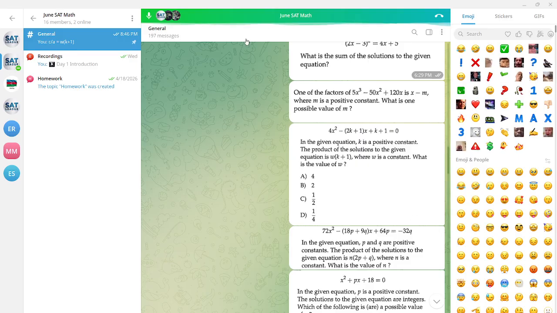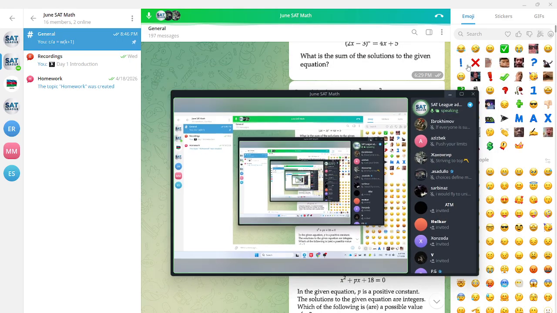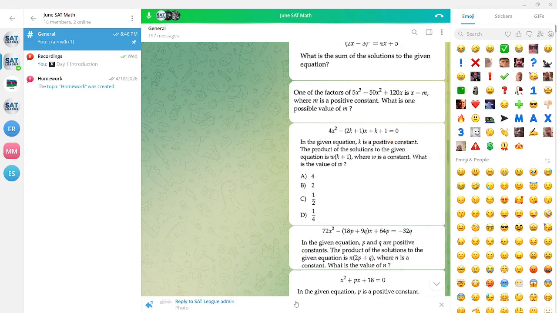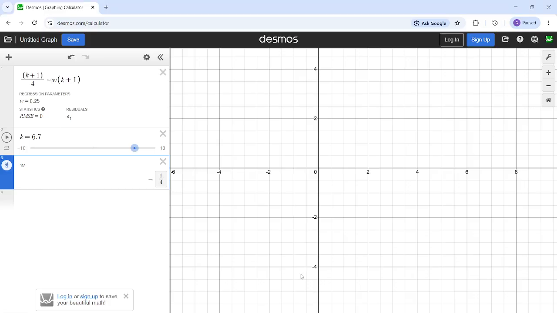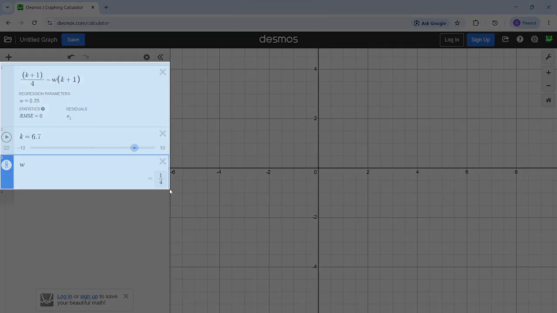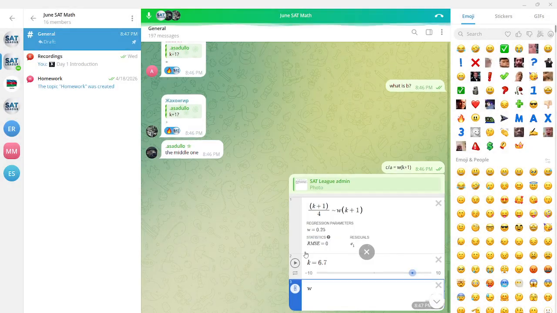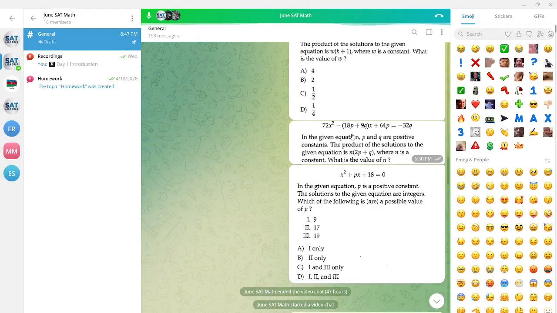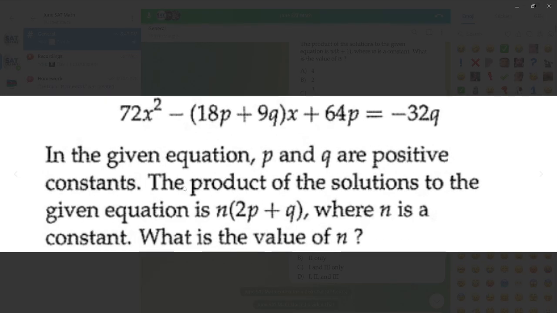Also, you could solve it in your head. It's not that hard. So, knowing that the formula c over a is going to yield us the product of solutions, we are equalizing the value to the given expression, and we are getting the value of w, which is 1 over 4. Not hard, guys. I think it is really easy to solve this question, and this is considered hard by the SAT. So if you know how to use Desmos, you can get 800 without much effort.